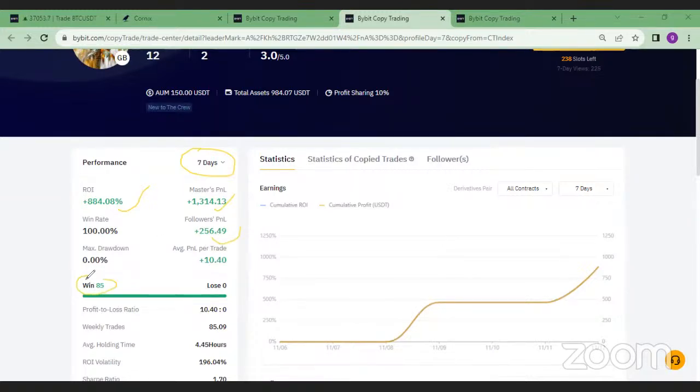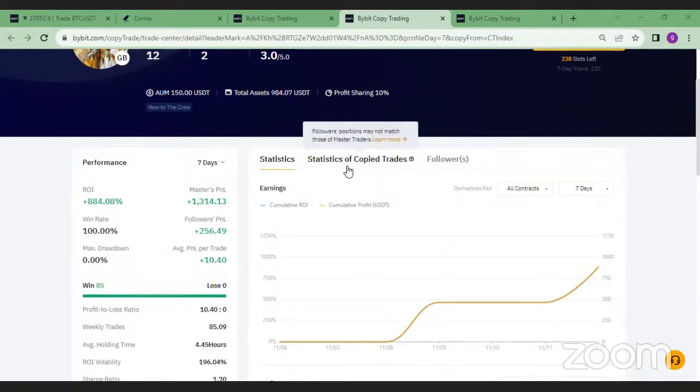So out of 85 trades that this trader has taken so far, all of them are winning trades. There is no losing trade, as you can see here, right? There is no losing trade. So traders like this are people that you can give a try to start copying their trades if you want.